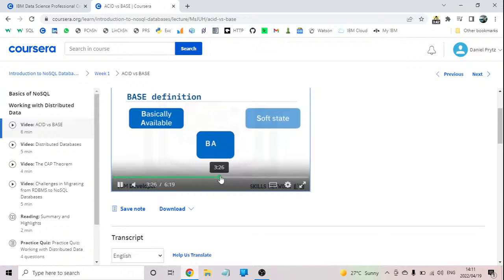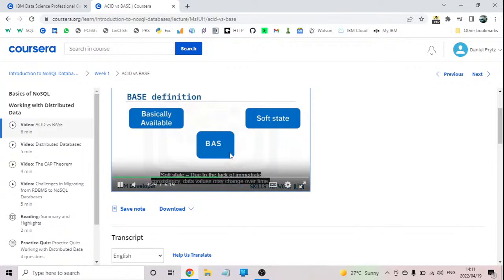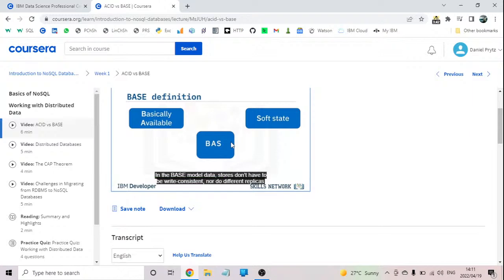Oh, so this is still part of it? Okay, in the base model, data stores do not have to be right consistent nor do different replicas. Oh, I just missed it. There we go. In the base model, data stores don't have to be consistent, nor do different replicas.